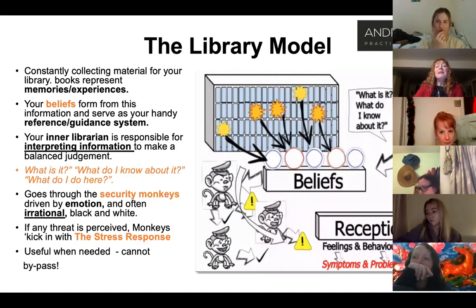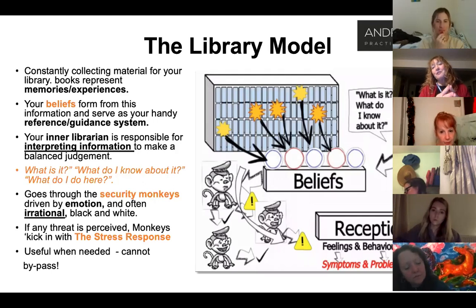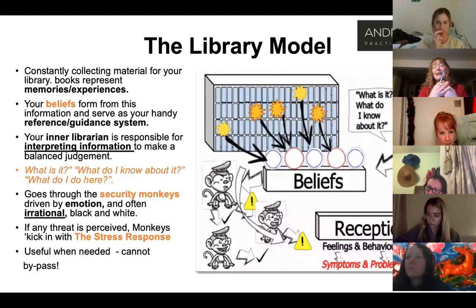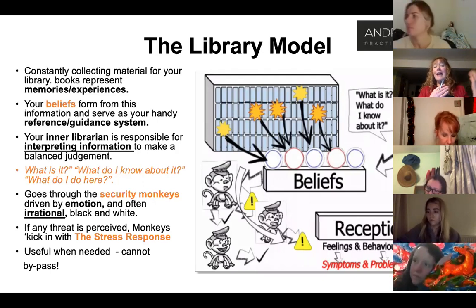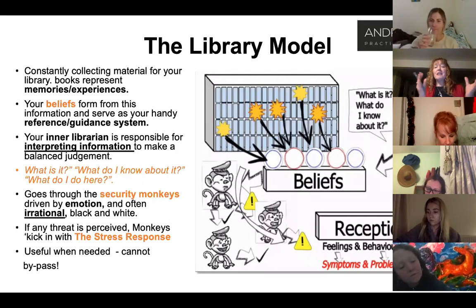Now, the combination of the security monkeys and the inner librarian is what can create our critical faculty, which is when we can't get those positive things through. Say somebody comes in and says, I just want you to tell me lots of positive things and that everything's going to be okay. You come up against that barrier of the critical faculty, because that's the belief system, the security monkeys and the inner librarian creating that barrier. We'll talk more about the critical faculty and how to break through that, but that's basically what's happening.